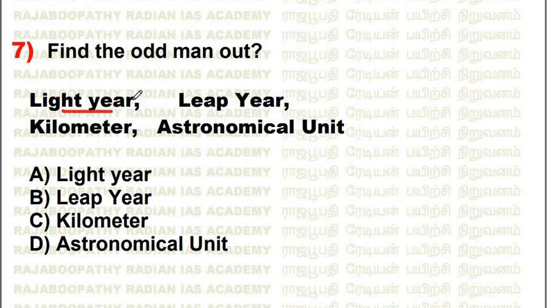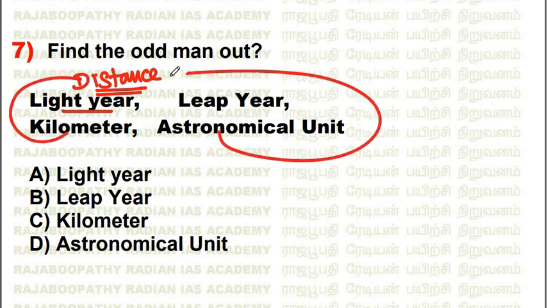Light year is a unit of distance. It is not a unit of period. Kilometers also measure distance. Astronomical unit also measures distance. I said it is 149.6 million kilometer, or approximately 150 million kilometer. It is known as one astronomical unit. But leap year is not a unit of distance. It is a time. So therefore, this is the odd man.